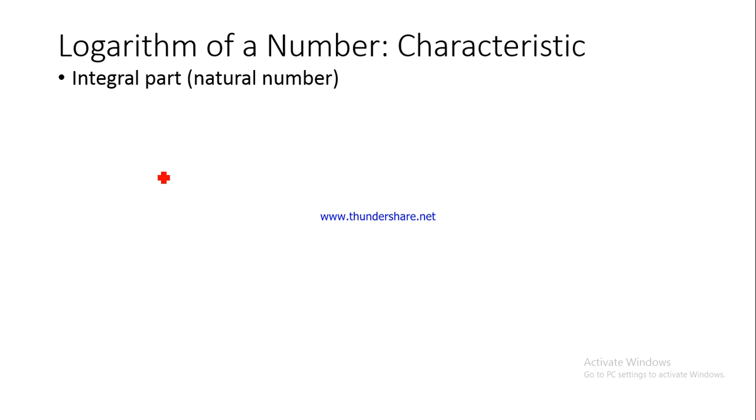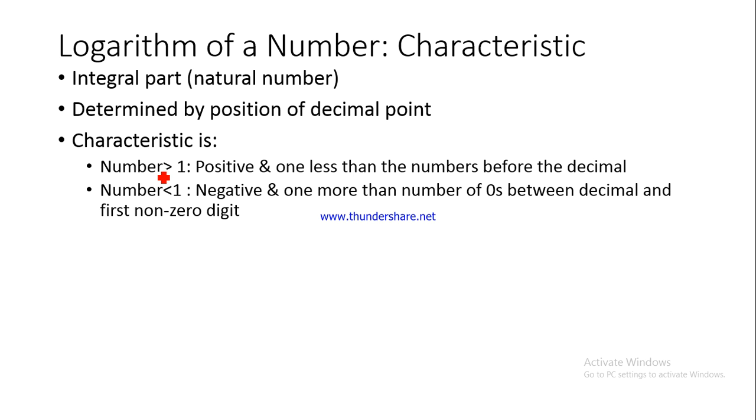So characteristic is basically a natural number. It's an integral part. It is basically some kind of an integer. It is determined by the position of the decimal point. So for example, if you want to convert a number into its characteristic, the position of the decimal in that number will determine the characteristic of that number. And how do we do this? If the number is greater than 1.